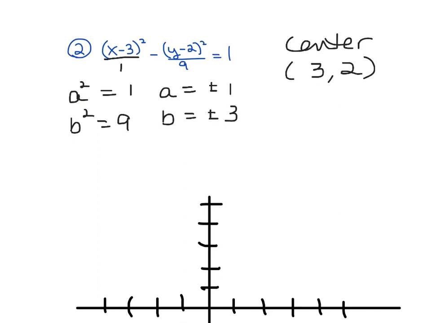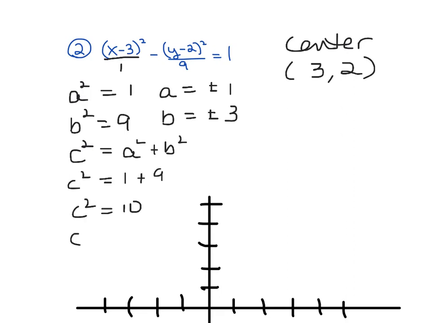To find c squared, remember you're adding a squared plus b squared, equals 1 plus 9. So c squared equals 10. So c is equal to plus and minus square root 10.